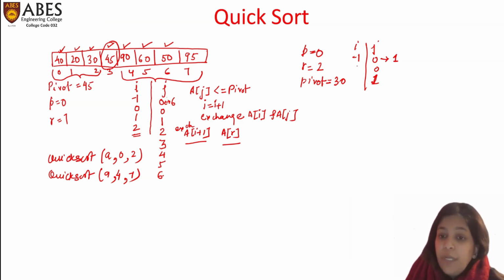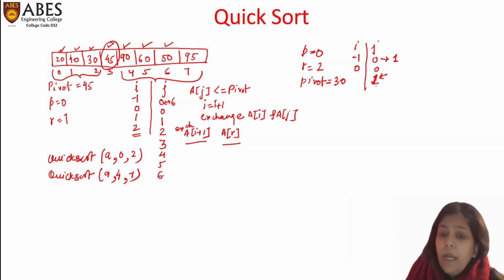In this case, we have to increment the value of i. So the value of i will become 0, and we have to interchange Ai and Aj. Right, so we interchange the values of Ai and Aj. You can see that this will become 20 and this will become 40. Right. But now j has reached its upper limit, so we are not going to go further.